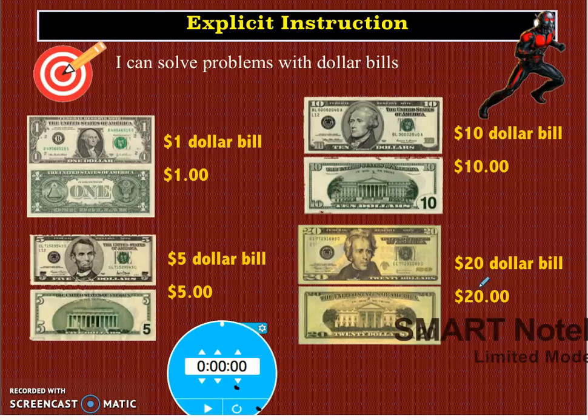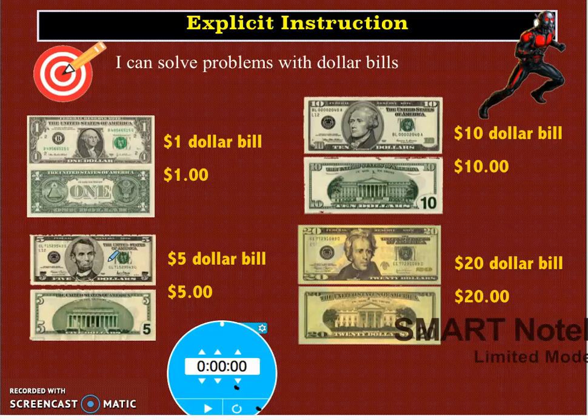So before we move on, I want us to count by the denomination of each dollar bill. It makes it much easier for when we're counting money. So let's look at the dollar. We know that $1 is worth 1. So let's count from 1 to 10. 1, 2, 3, 4, 5, 6, 7, 8, 9, 10. Good job.